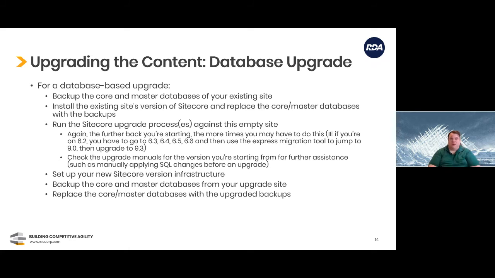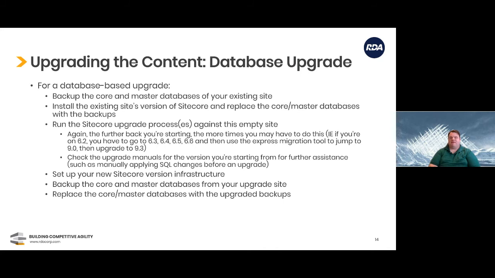However many times it's got to be done, as I said, from 6.2 you're going to do 6.3, 4, 5, 6, and then express migrate up to 9 and then jump to 9.3. If you're on 8.2, you probably can get right to 9.3. Worst case, you get to 9.0 and jump to 9.3 from there. Then use the upgrade manuals for every version you're going through. Just keep checking the manuals and the scripts. Sometimes you have to apply SQL changes for schema changes ahead of time. They'll tell you to do that first, and then you go from there.